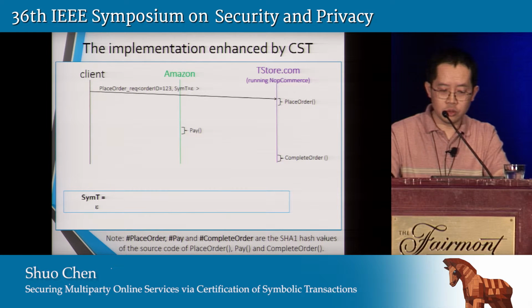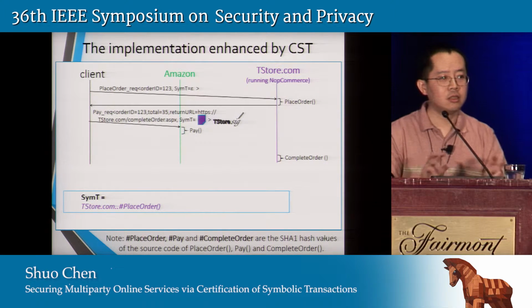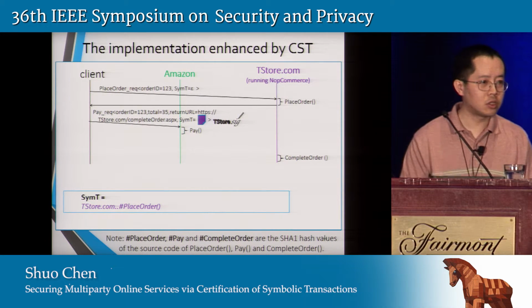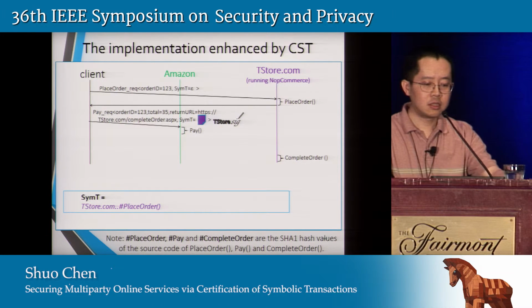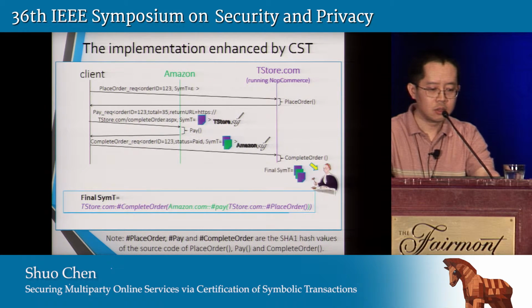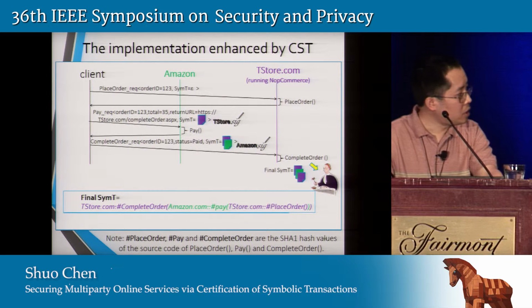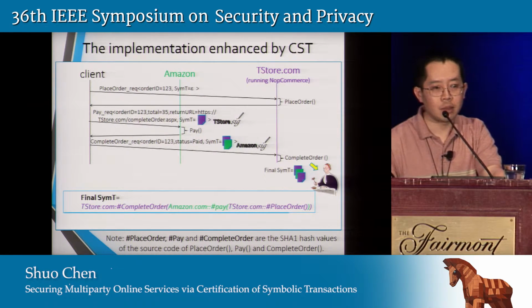But after the execution of the first method, now the SymT becomes tstore.com : hash place order. Now this hash place order is the SHA-1 hash value of the source code of place order. All right? So this transaction goes on, and eventually, after a complete order is executed, the final SymT is this long string, which consists of the 3 steps.